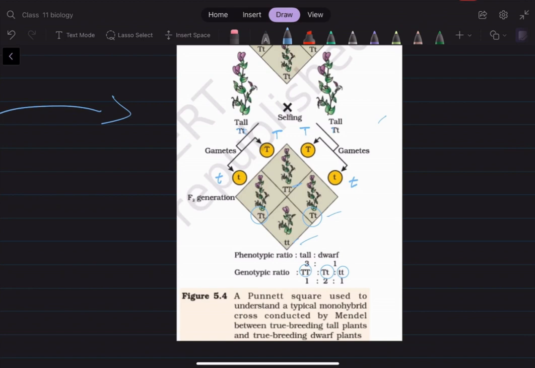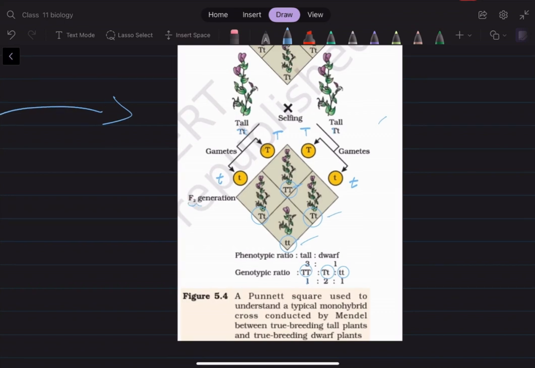So this is the ratio, 1 is to 2 is to 1. You have one homozygous dominant, one homozygous recessive, and two heterozygous dominant. So the genotypic ratio for the F2 generation is 1 is to 2 is to 1. Whereas the phenotypic ratio, the phenotype meaning just the character, here we only consider tall plants. There are three tall plants and one short plant, so we say the phenotypic ratio is 3 is to 1.